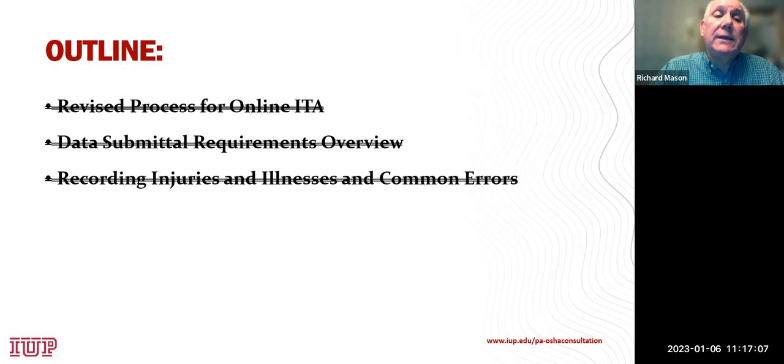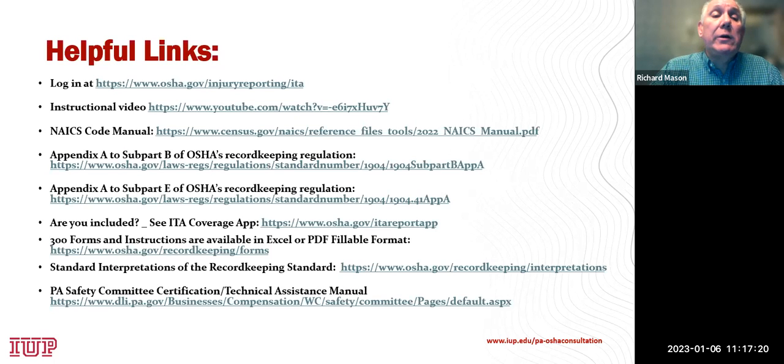Okay. So that's it. Revised process for the online ITA, very simple, very straightforward. Who's covered, and just some general reminders about recording injuries and illnesses. Here are helpful links. Here's the injury reporting login. As I mentioned, there's a nice instructional video. It's just under 7 minutes. It's available at this link. If you're not sure about your NAICS code or you want to double check, the manual is available here. It's a PDF that'll download.